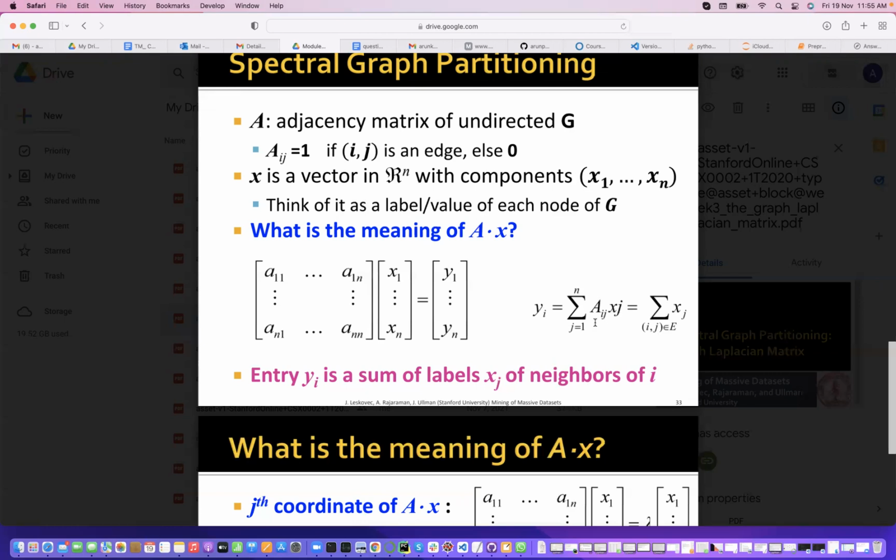Aij 0 means there is no connection, right? For i, if there is no connection with j, then you don't add that xj value. If there is a connection, you are adding. Connection means, in earlier notation, it is a neighbor of i. So you are just adding all the values of the neighbors of it, that is, the sum of xj where ij belongs to E. From i, you have an edge to j, then you are summing up those values. Entry yi is a sum of labels xj of neighbors of i.